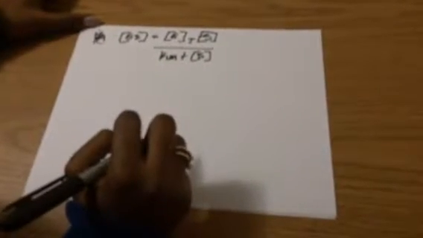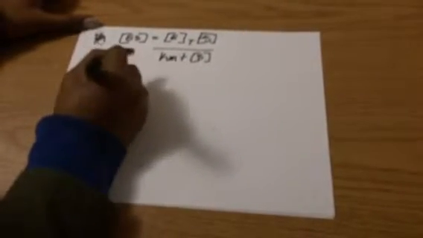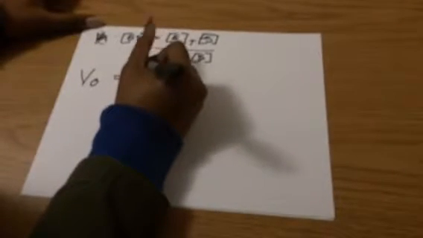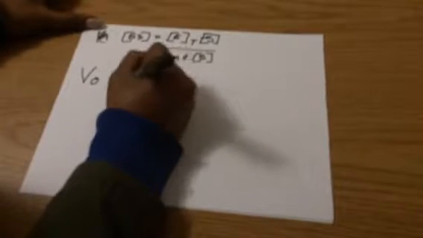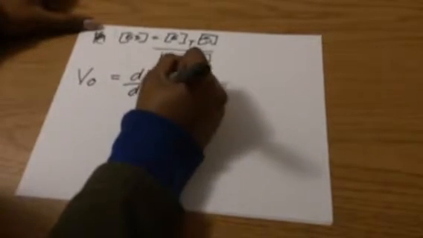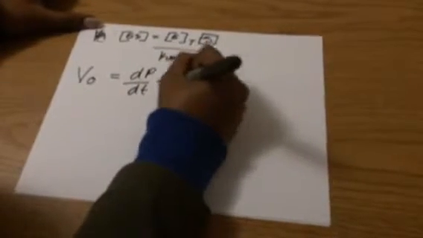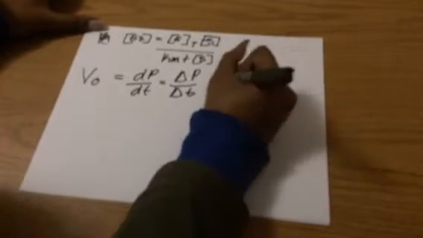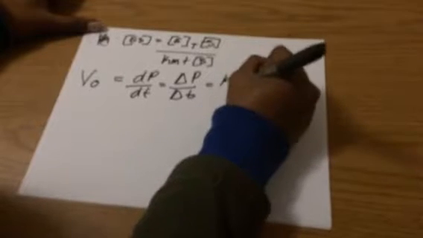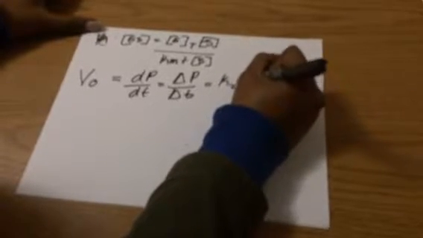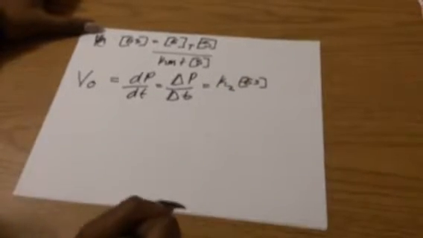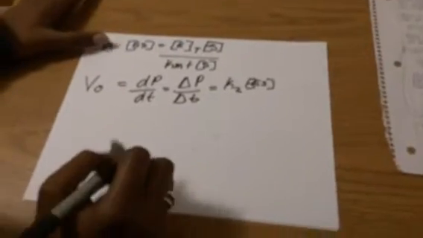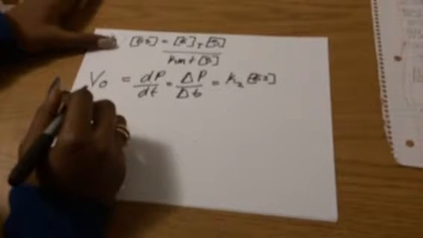Now the speed of this whole process, which I'll call V0, is equal to the rate of formation of our product, which is also equal to K2 ES. Using our equation over here, I'm going to multiply both sides of the equation by K2.